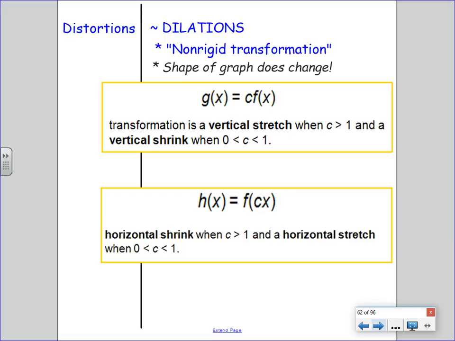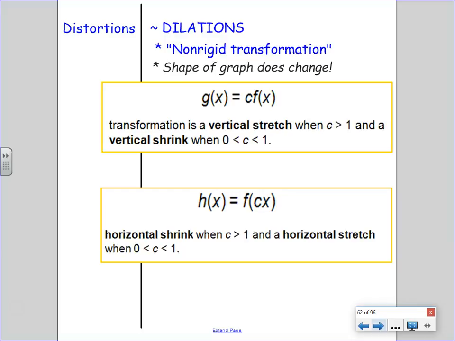Now if it was a shift, it's the exact same. Even a reflection, the orientation changes, but not the shape. But distortions: stretching would be multiplying by 2, right? What would this one be? Shrinking by 2. And what would you multiply to shrink by 2? Minus 2 would flip it, right? By a half.